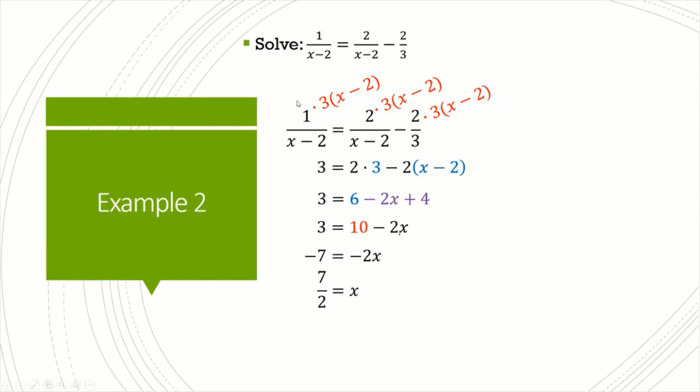Then you want to check. If you look at the denominators, you know that the denominator cannot be equal to 2. This is not 2, so you don't have to worry about the denominator being equal to 0. That's what you're checking for as a restriction.